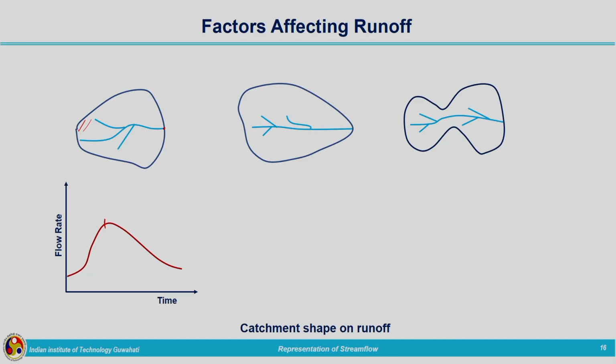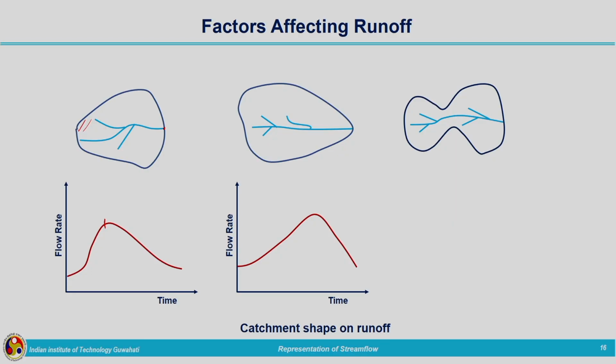Second case, you can imagine how it will be. Maximum area is far away from the outlet point. So, definitely we will be having a skewed peak towards the right. So, it will be like this. Initially, the runoff which is reaching at the outlet point will be less, and after certain time only entire catchment will be contributing water to the outlet point. That is why the peak will be skewed towards the right hand side.